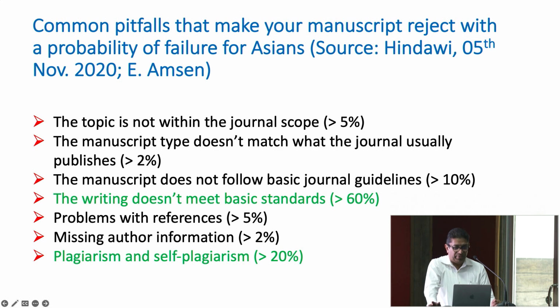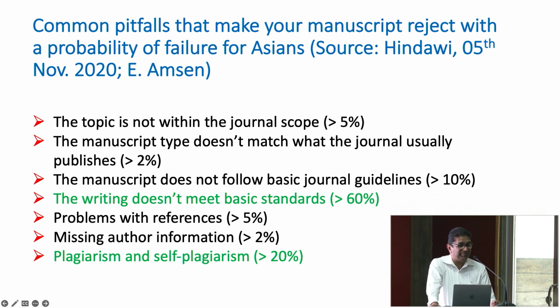So that is the number one cause, or the pitfall, for your paper being rejected at the initial level. Then comes the problem with references, missing out information, so that is not very difficult. You can meet all these challenges, but the last one, plagiarism and self-plagiarism, 20%.